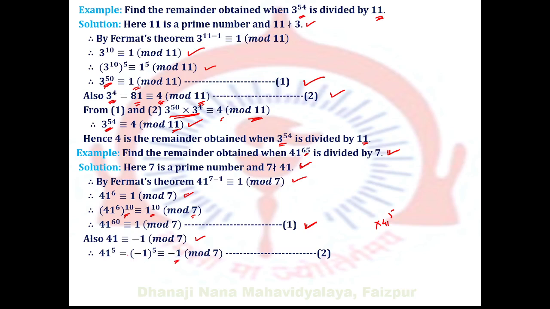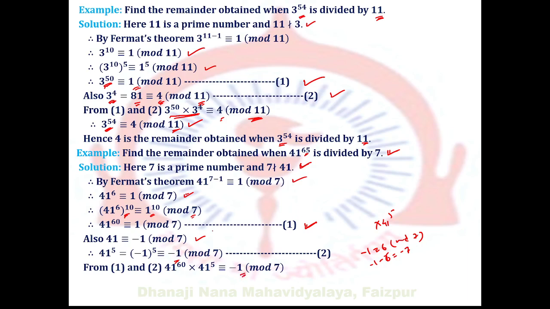But minus 1 modulo 7 is nothing but 6. Here we know that minus 1 is congruent to 6 modulo 7, because minus 1 minus 6, that is equal to minus 7, is completely divisible by 7. So minus 1 is congruent to 6 modulo 7. So here we replace this minus 1 by 6.